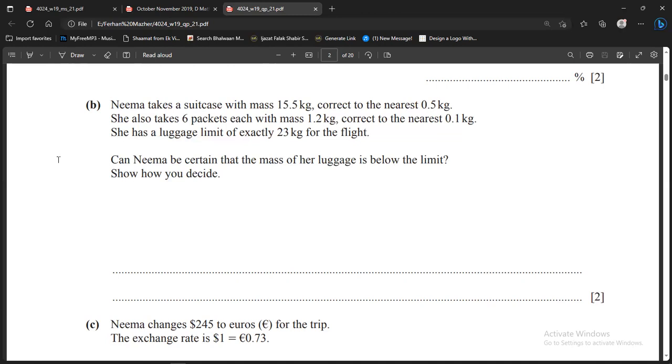She has a luggage limit of exactly 23 kg for the flight. Can Nima be certain that the mass of her luggage is below the limit? Show how you decide. So we will find the mass of her luggage, and that will be the suitcase plus the mass of the 6 packets. And we will take their upper bounds. We will prepare for the worst case scenario, and then we will see if by taking the upper bound, the mass of her luggage crosses the limit of the luggage. So let me show you.